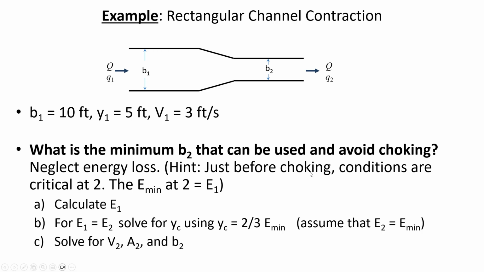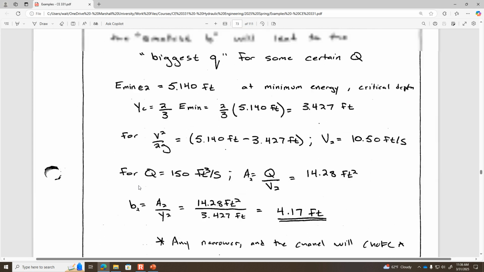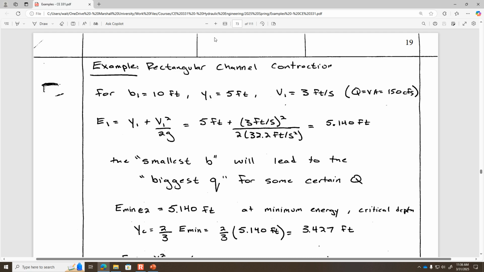Once we know the critical depth associated with that minimum specific energy, then we can calculate all the flow parameters. Let me just illustrate this one for you. If the channel is getting narrower, then the smallest allowable B is going to lead to the largest allowable flow per unit width prior to choking. Remember, the minimum specific energy is the most efficient energy for a given flow rate. It's the least amount of specific energy that allows you to convey the flow without choking upstream.